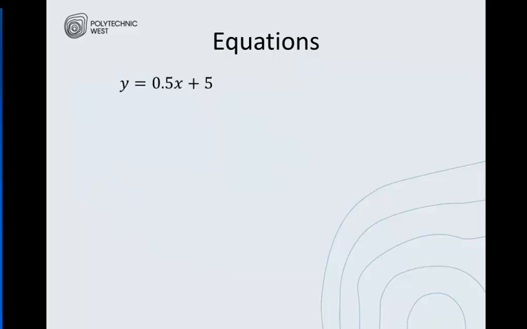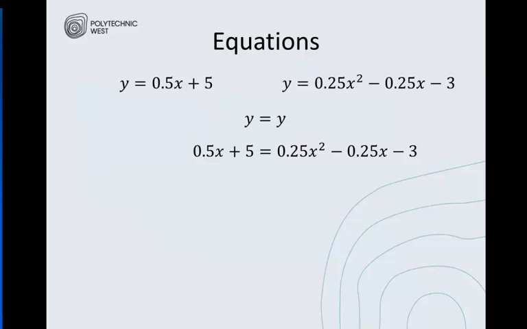Firstly, you write down your two equations. That's the equation of the straight line, y equals 0.5x plus 5. And that's the equation of the quadratic, y equals 0.25x squared minus 0.25x minus 3. At the points where they cross, both of those equations have got the same x value and the same y value. So you can say that y equals y. That's not very helpful. But you can say that the other parts of the equations also equal. So 0.5x plus 5 equals 0.25x squared minus 0.25x minus 3.